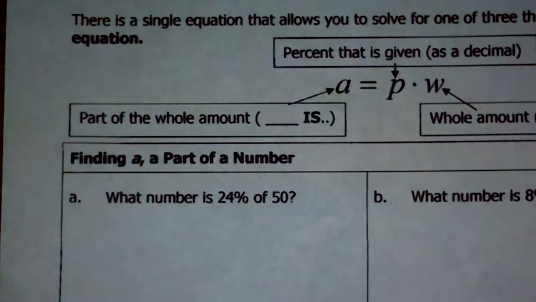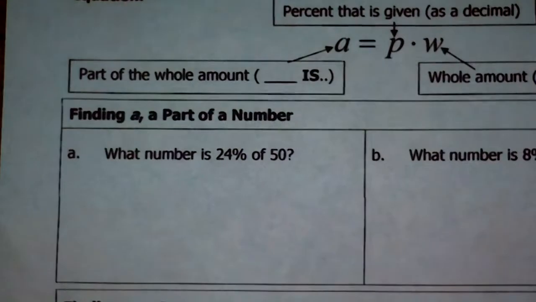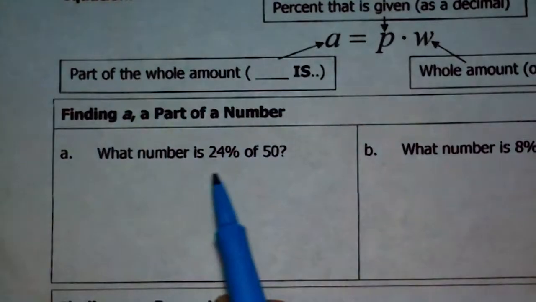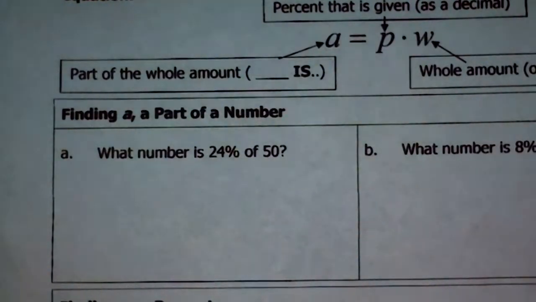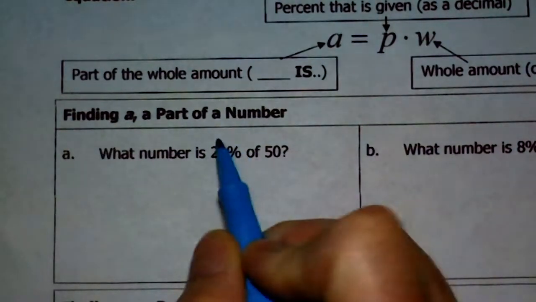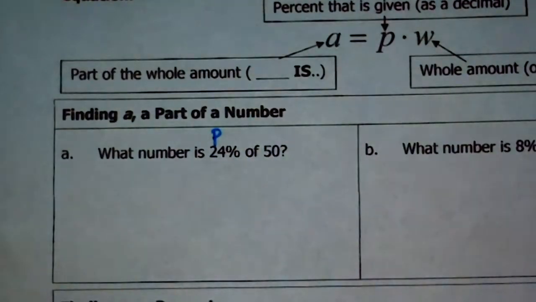It says, what number is 24% of 50? The toughest part of this, I think, is determining which one is which. In these, it's either going to be A, P, or W, and there's going to be one missing. Do you see how this 24 has the percent sign after it? That's how you can identify the percent. It's the one with the percent after it. So write a P above that 24%. The other number given says of 50.